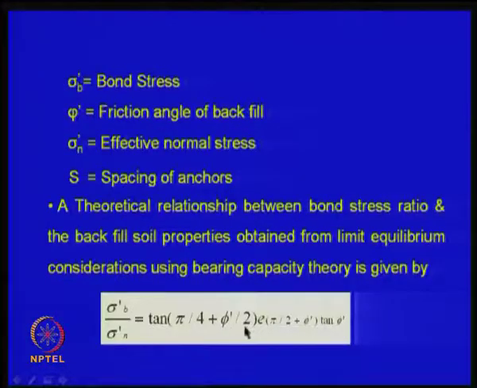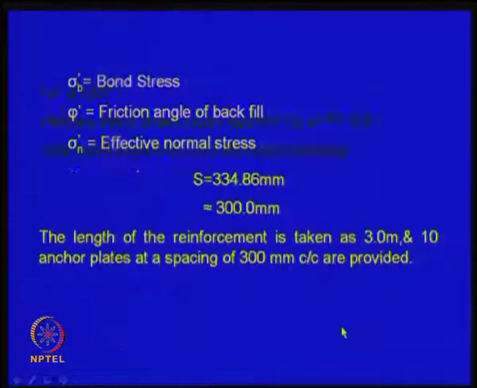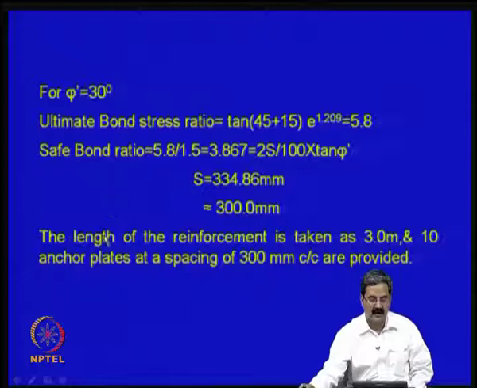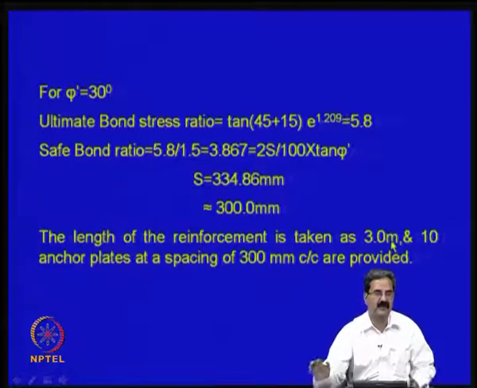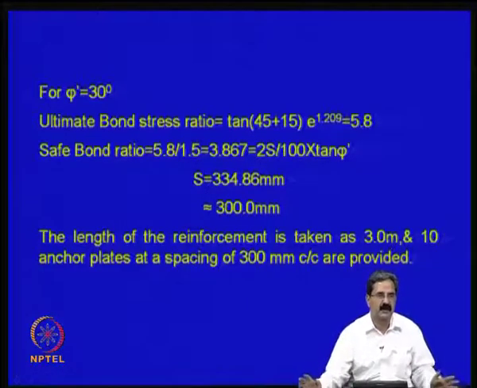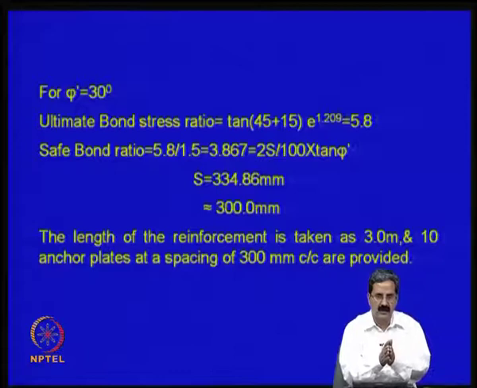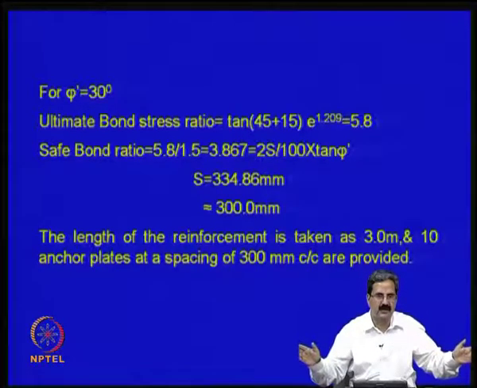You will have this expression, and then once you use the friction angle of the soil, for phi equal to 30, you will get the ultimate bond stress ratio and have some factors there, and you just put some numbers here. What happens is that you will get an idea that the length of the reinforcement is taken as 3 meters, instead of the much bigger value I took earlier, 3.87 or something. Now, I will just take B equal to 1.5, and its total length is 3 meters only.